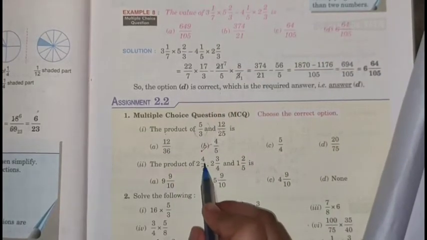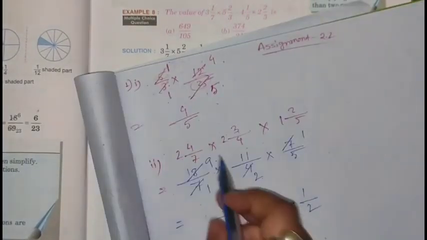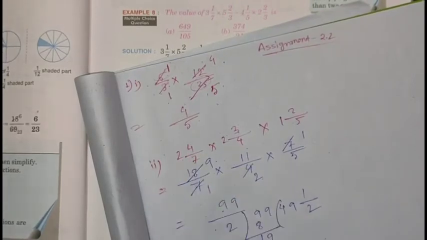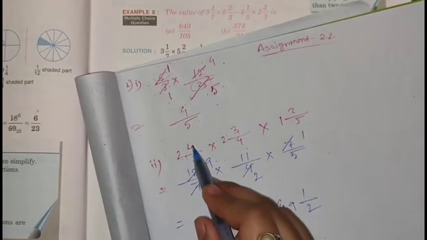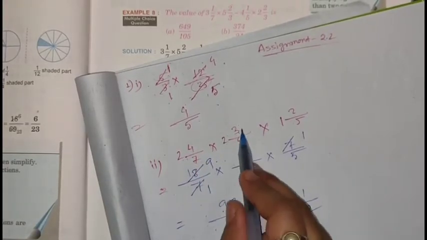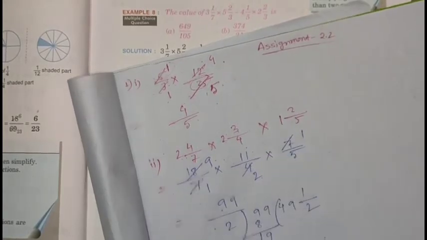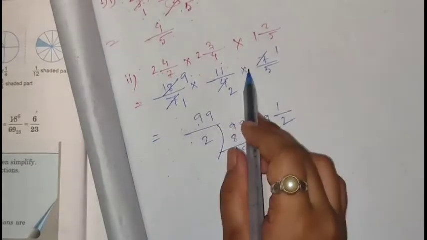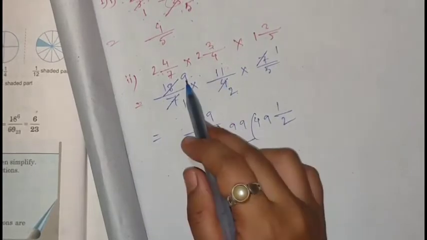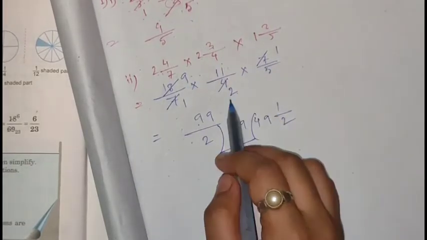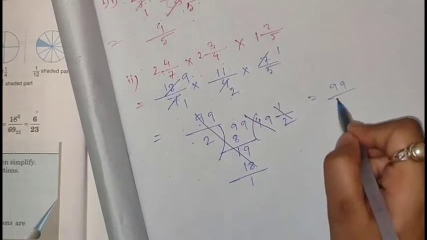Next, the product of 2 whole 4 by 7, 2 whole 3 by 4, 1 whole 2 by 5. First you have to convert these mixed fractions into improper fractions. 2 sevens are 14 plus 4, 18 by 7. 2 fours are 8 plus 3, 11 by 4. 5 ones are 5 plus 2, 7 by 5. Now we apply the cancellation method. 7 ones are 7, 7 ones are 7. 2 2s are 4, 2 9s are 18, 9 11s are 99, 2 5s are 10.